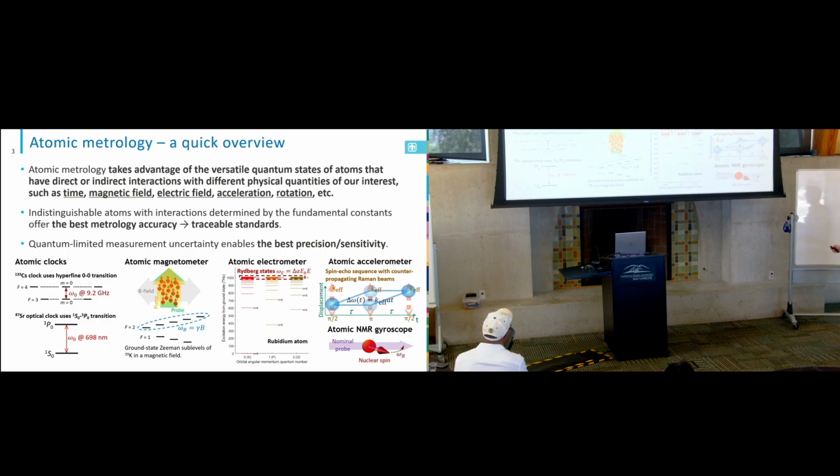For electric field, it's a similar concept. We try to utilize internal atomic states which are sensitive to electric field. And then we have two other examples: for acceleration, using a state which is sensitive to acceleration, and also using a state which is sensitive to rotation. So currently, these are still the 5 major categories for atomic metrology.